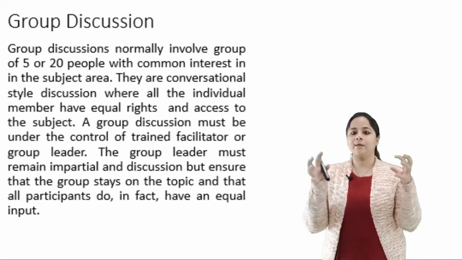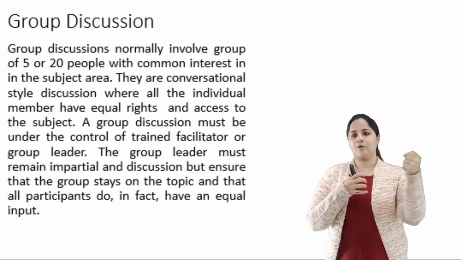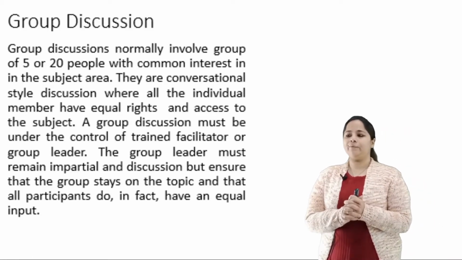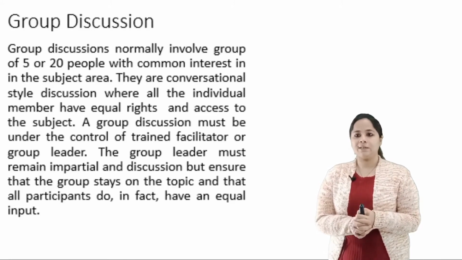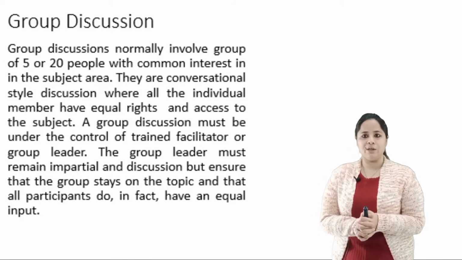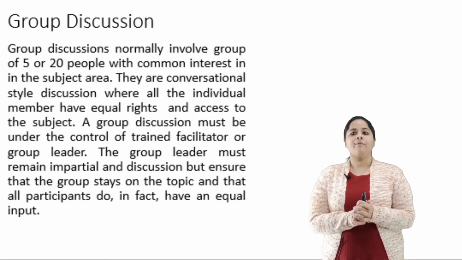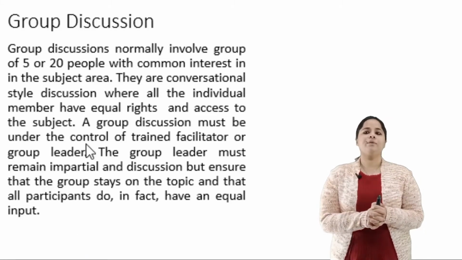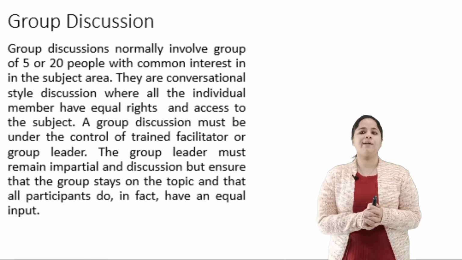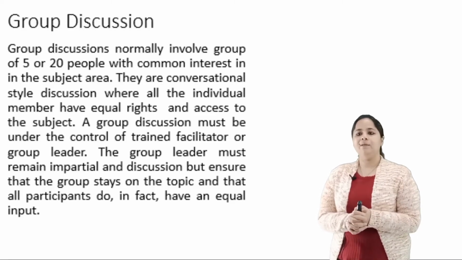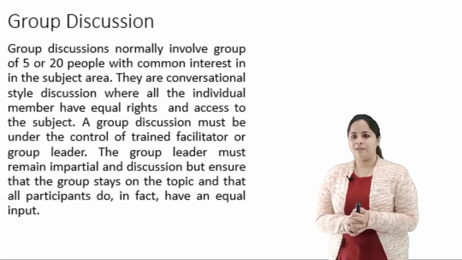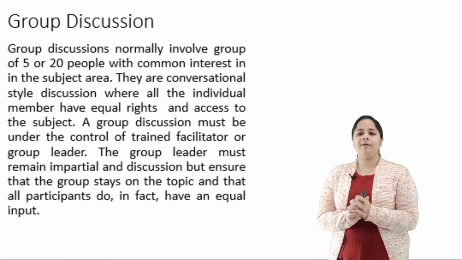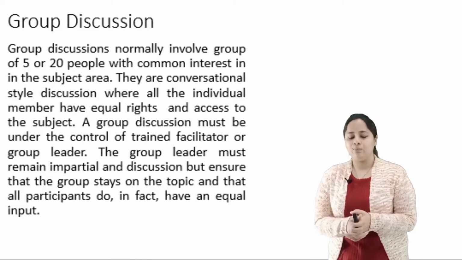Next is group discussion. When we assign a group a particular topic for discussion, that is called group discussion. Group discussion normally involves a group of 5 to 20 people with a common interest in the subject area. They are conversational style discussions where all the individual members have equal right and access to the subject. A group discussion must be under the control of a trained facilitator or group leader. The group leader must remain impartial in the discussion but ensure that the group stays on the topic and that all participants do in fact have an equal input.